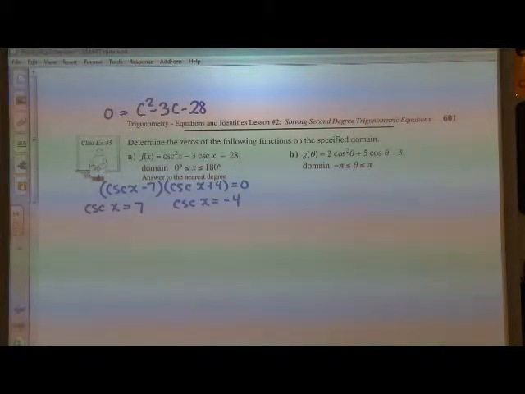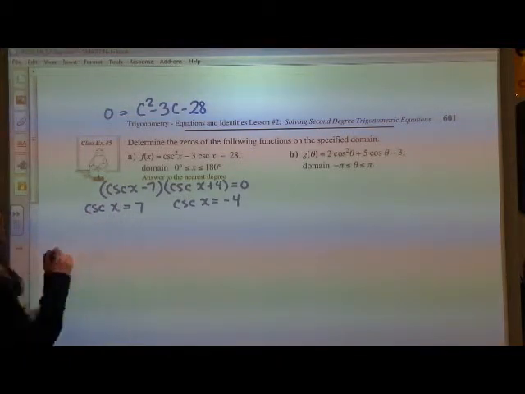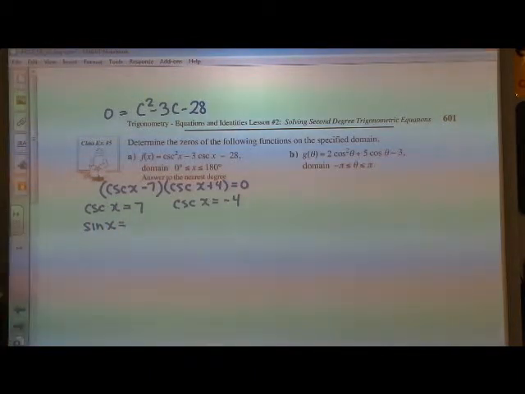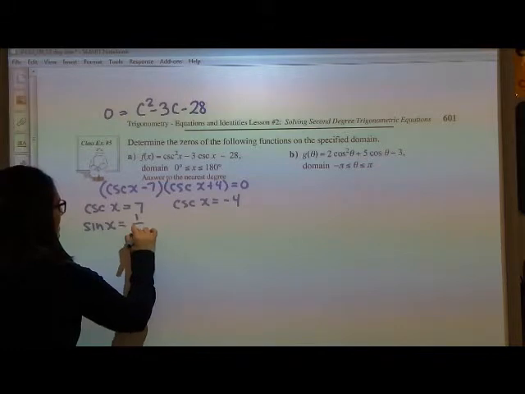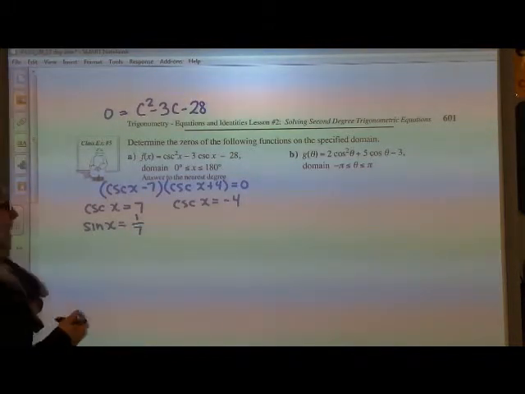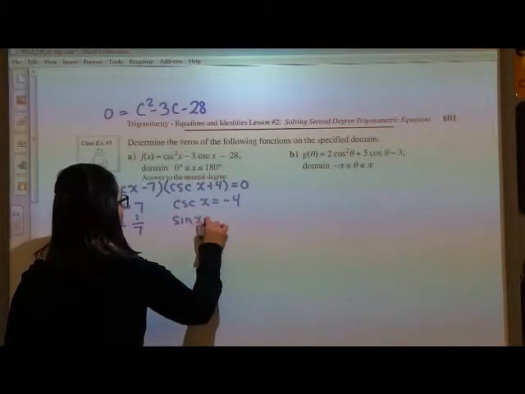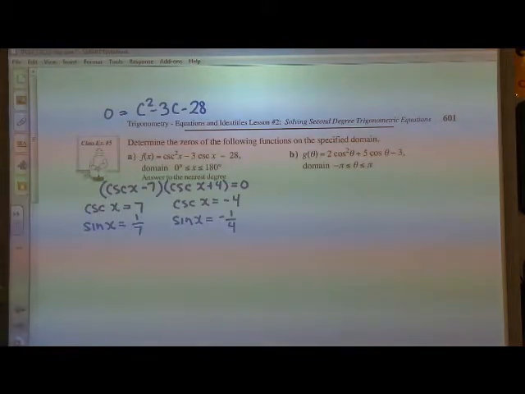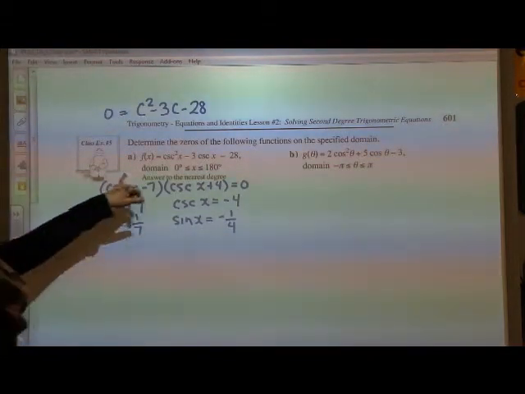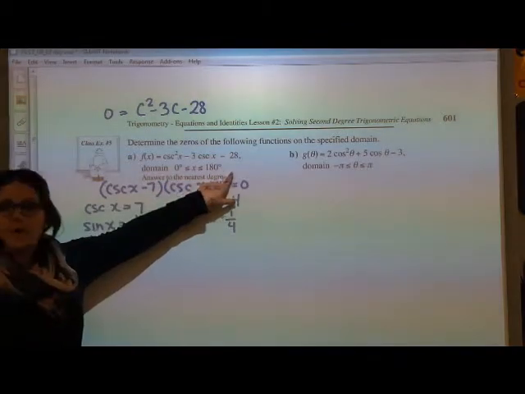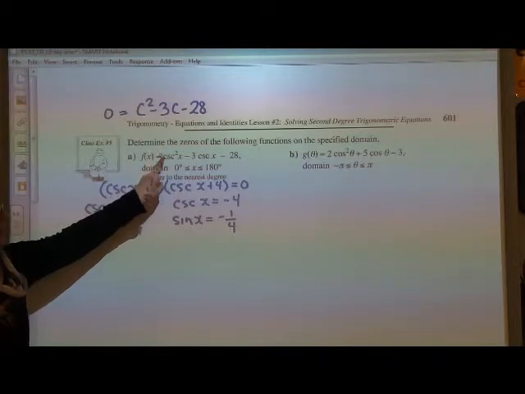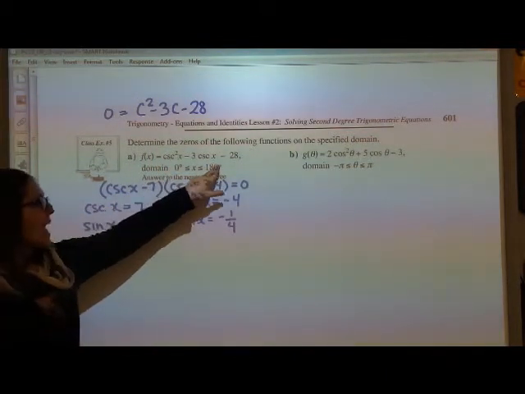If I isolate for cosecant, what is cosecant the reciprocal of? Sine. So if cosecant x equals 7, it means that sine x would equal 1 over 7. And instead of cosecant x equaling negative 4, sine x would now equal negative 1/4. Okay, so now I'm going to give you a couple of minutes to finish this. You're determining the zeros. Look at the domain. So what quadrants are you dealing with? 1 and 2. Okay, so you're only dealing with the first two quadrants, and you're in degree mode.